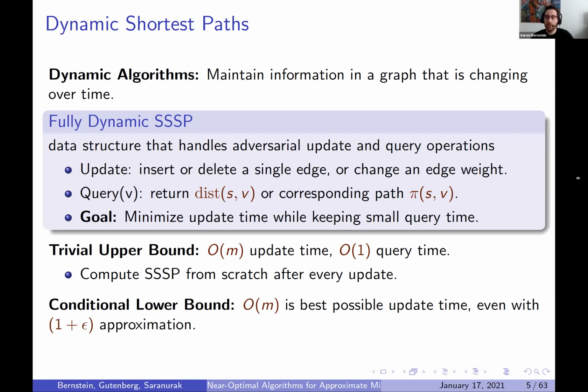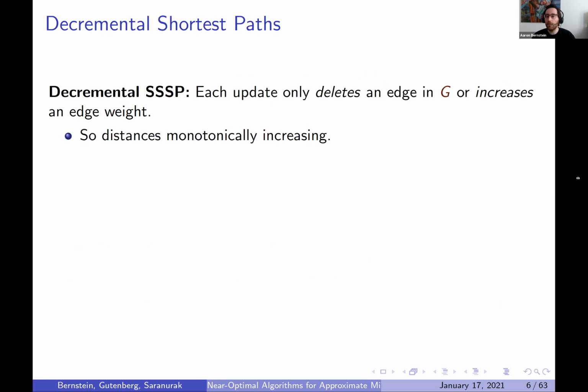So to try to make progress, people have relaxed the model. And I think by far the most common model that people use for this problem now is the decremental setting. Here, the adversary is restricted in their updates. They can only delete edges or increase edge weights. They can't insert new edges. So in particular, because of this, distances in the graph are monotonically increasing.